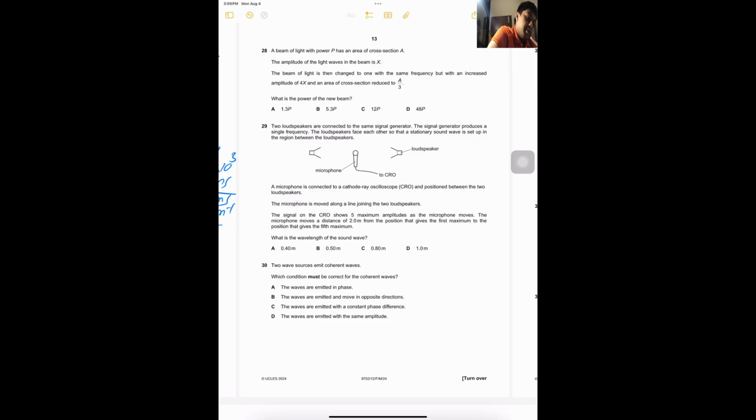A beam of light with power P has an area of cross section this. The amplitude of the light waves in the beam is this. So P equals IA, which is intensity into area. Now the amplitude of the wave in the beam is x. The beam of light is then changed to one with the same frequency but with an increased amplitude 4x and an area of cross section A by 3. We also know one relation: I is directly proportional to A squared, so I equals K A squared. Removing the proportional sign, we introduce a constant, so I equals K x squared, or K equals I by x squared.